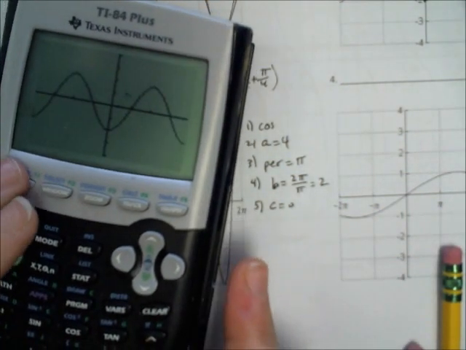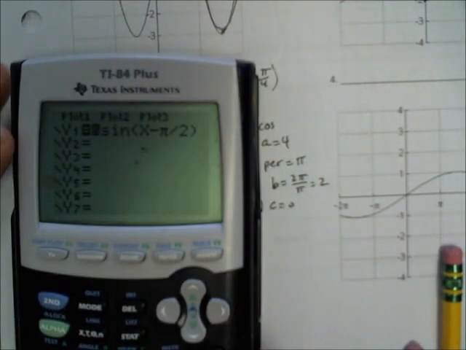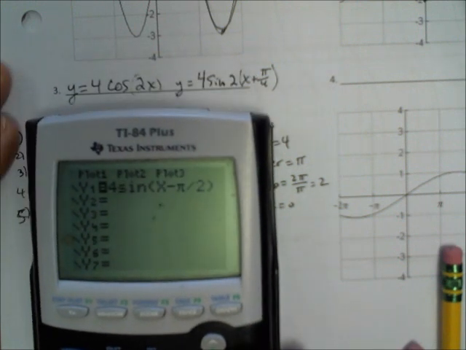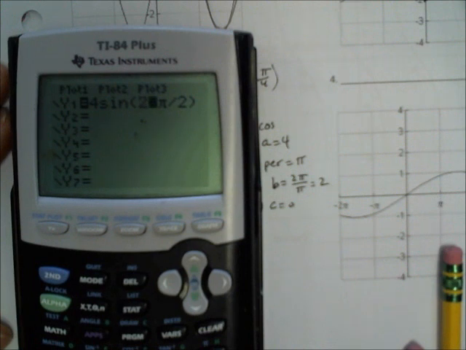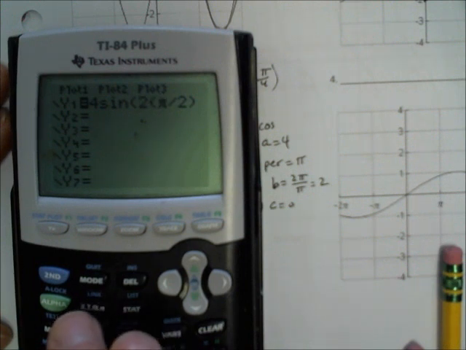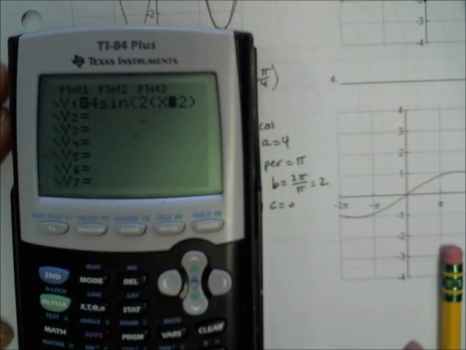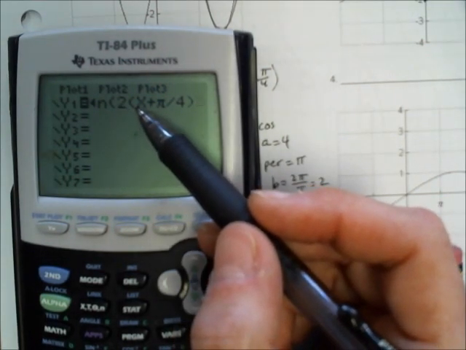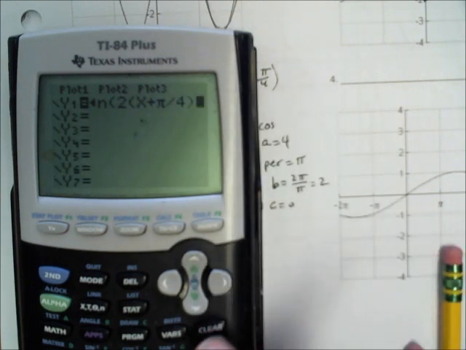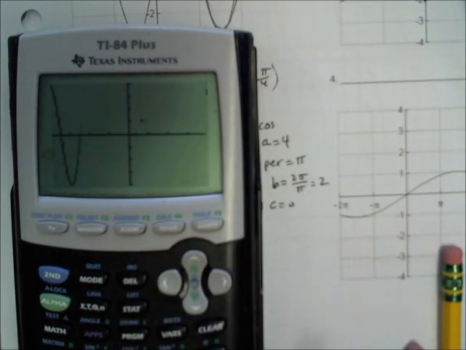Let's take a look at that. Y is equal to 4 times the sine of, now watch this parentheses, you have to go 2 and then open up your parentheses, and then it's x, this is a left shift, so it's plus pi divided by 4. Take a look at this, 2, the b goes on the outside, and then that x goes on the inside, and here is your left shift of pi over 4. So let's take a look at that. And you can see that's the exact same graph as what we have.